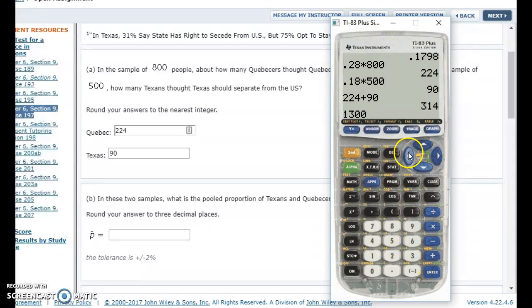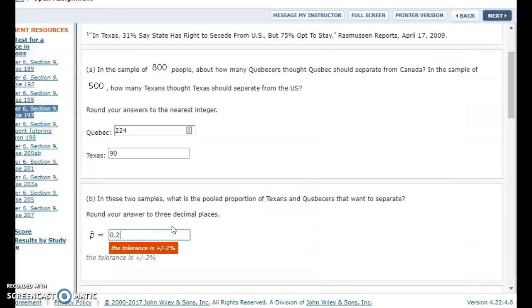Oh, whoops. I need to say divide by. Okay. Let me just clear that out. The answer is in yellow letters above my negative sign. So answer divided by 1,300. So my pooled proportion, I need 3 decimal places, 0.242.